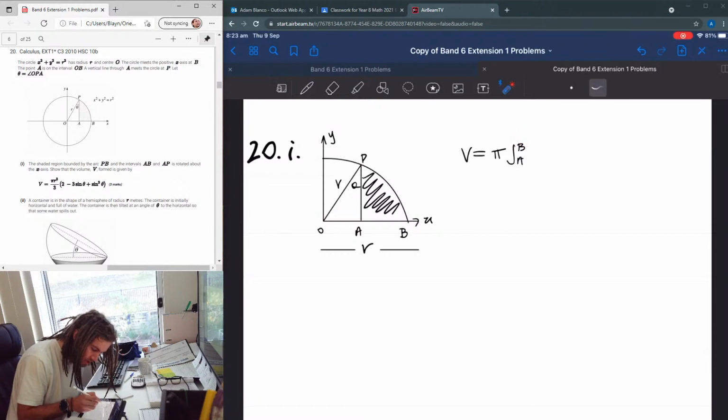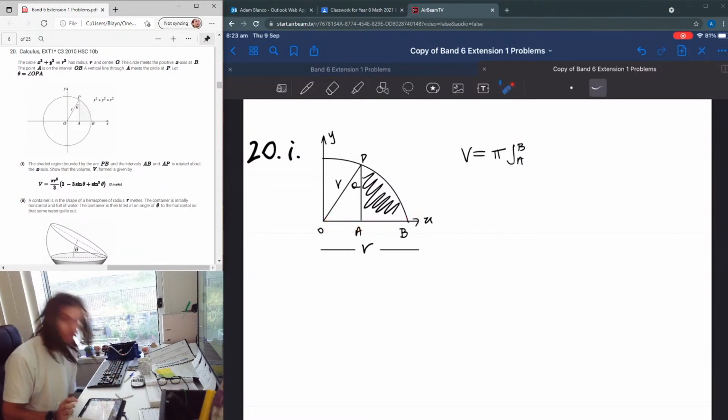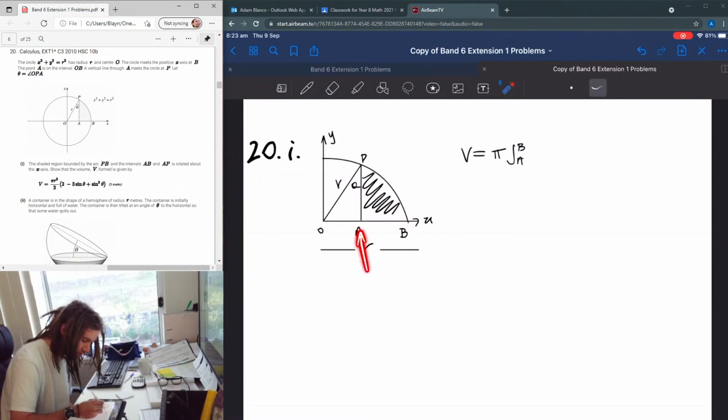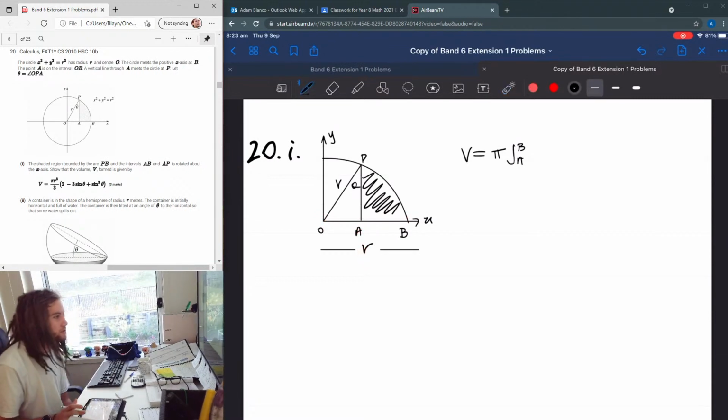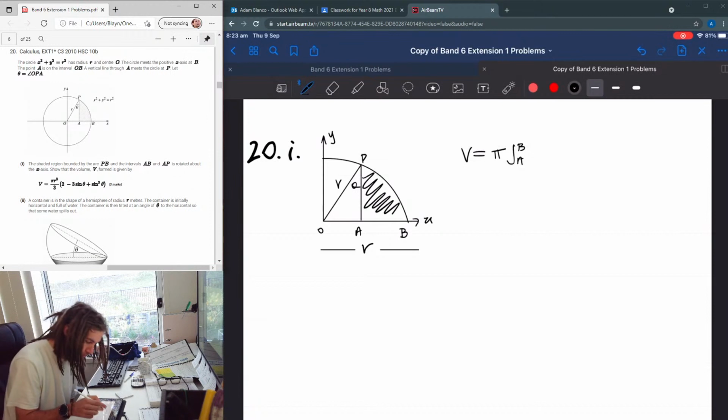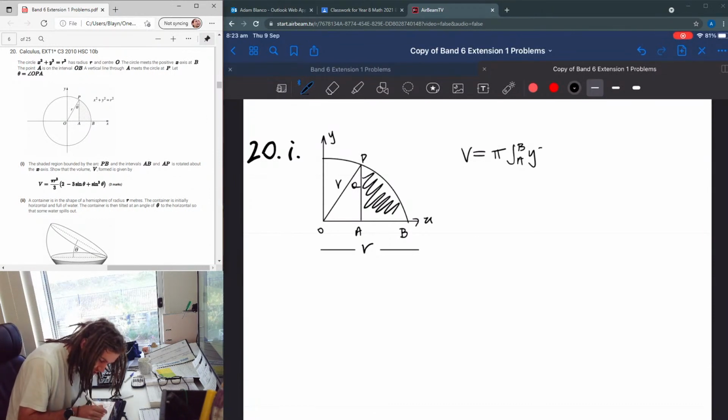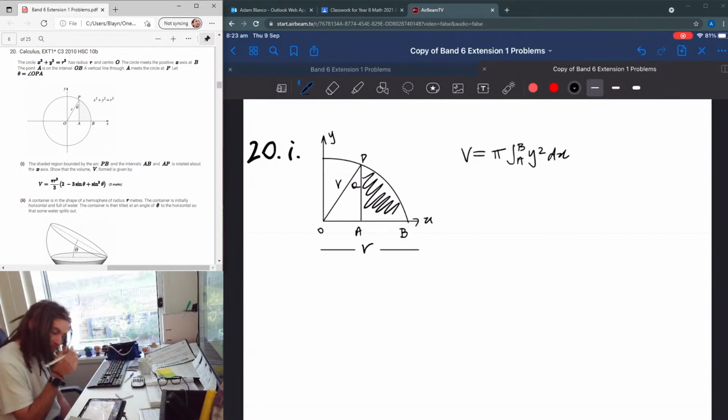So many notifications. Okay, so then in order to find BA, I need B. Well, B's easy, it's R. I need to find this distance here, so it goes from this to this, if that makes sense. So I kind of want to know what this point is. There's a bunch of information that I'm not really given. Also, this will be y squared dx.